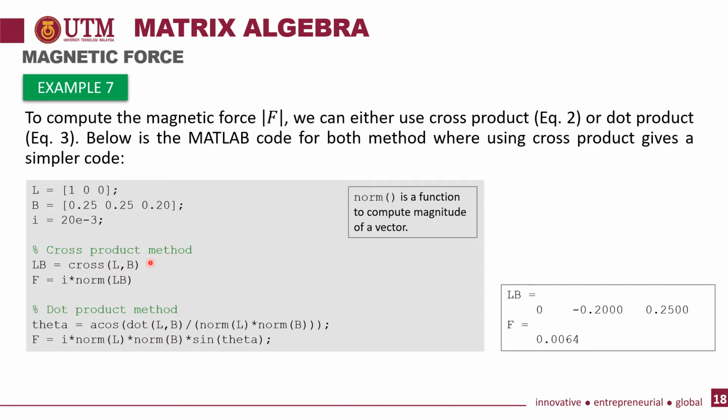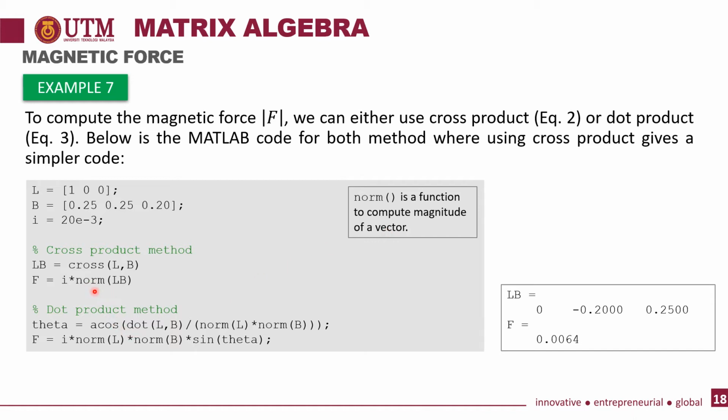So the cross product is LB equals cross(L, B). So LB is the cross product of L and B. And F, which is the force, equals I multiplied by LB itself, which is the cross product of L and B. So you can see that it is simpler. For this example, you can also see that we are using norm. Norm is a function to compute the magnitude of a vector. In a magnetic field, a vector consists of two pieces of data, magnitude and direction. But this equation for calculating force only requires the magnitude, so we are using the norm function.